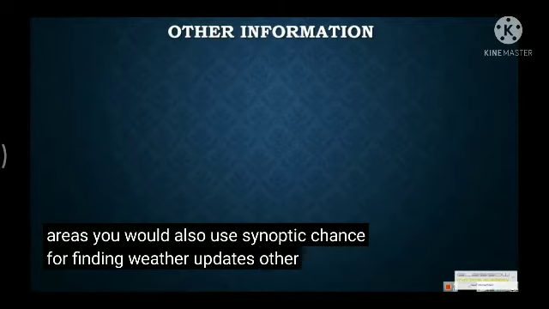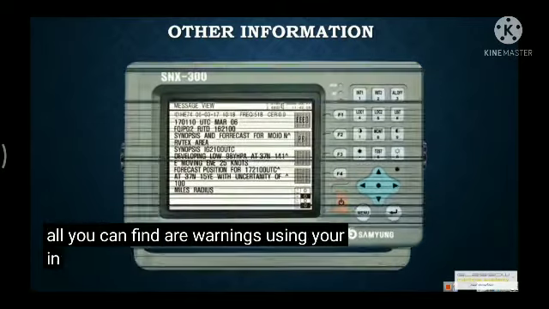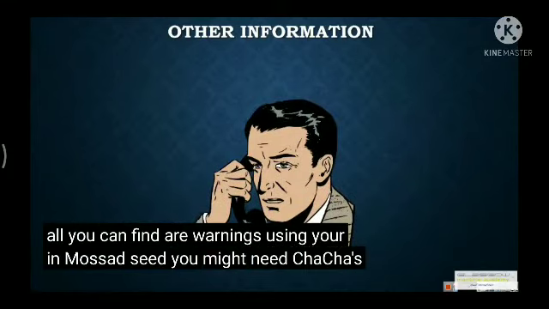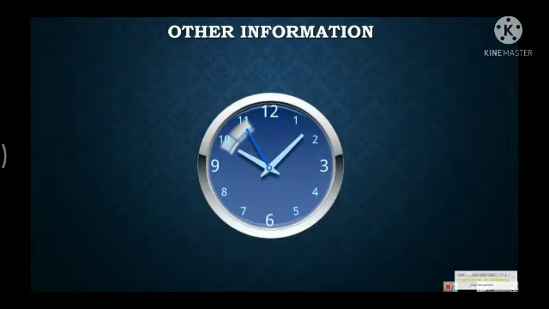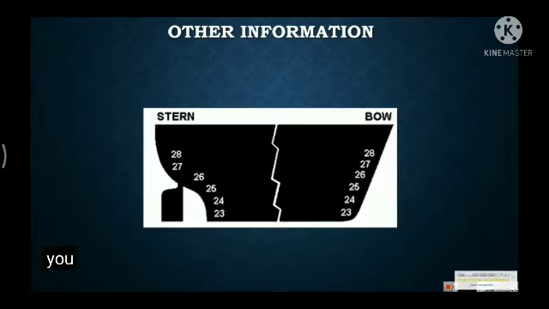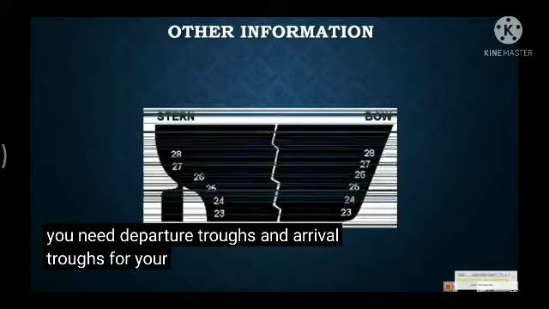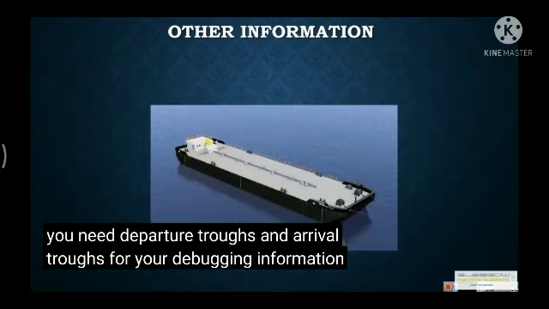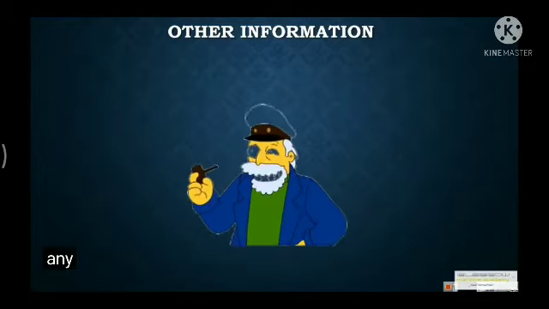You would use other information such as NAVTEX information, or you can find nav warnings using your Inmarsat at sea. You might need charterer's information. You would need ETD or ETA for your passage. You would need departure drafts and arrival drafts for your voyage. Any bunkering information. Any master's standing instructions.